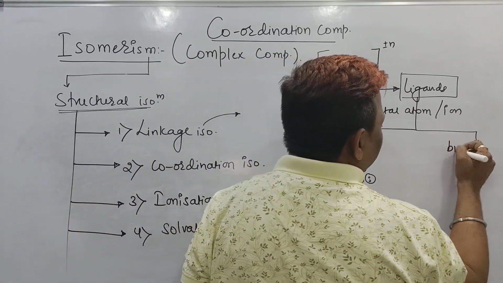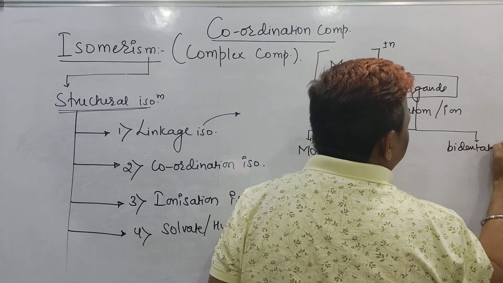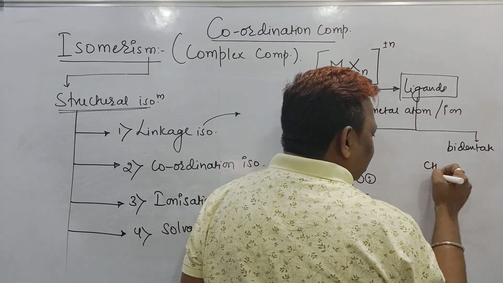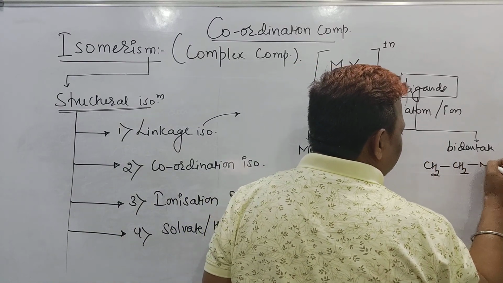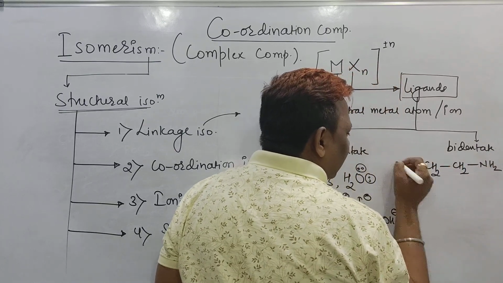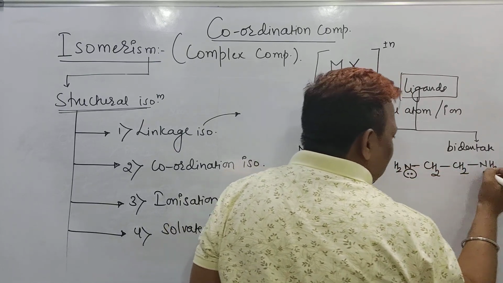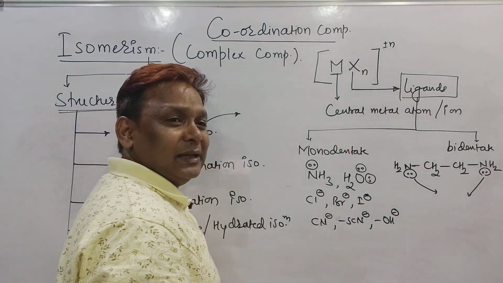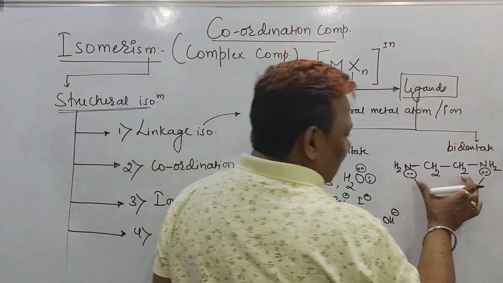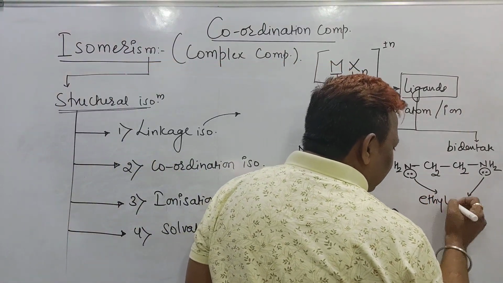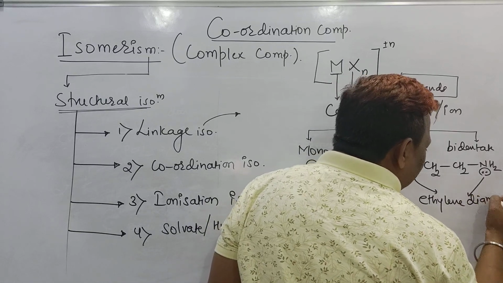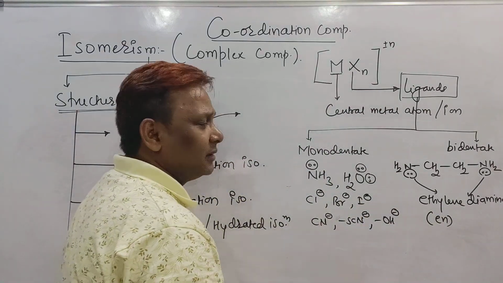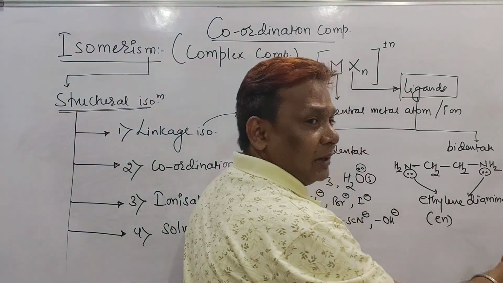What is a bidentate? Bidentate means it has a tendency to donate two lone pairs. For example, ethylene diamine, NH2 CH2 CH2 NH2. Each nitrogen has a lone pair, so it has two donor atoms, so it is bidentate. This is called ethylene diamine, and it can be denoted as en. So bidentate, and then there is polydentate and so on.